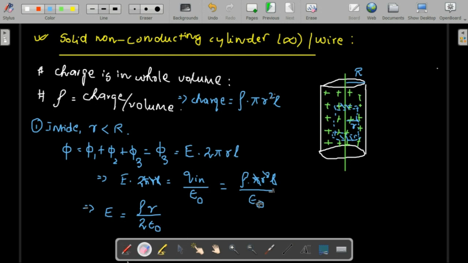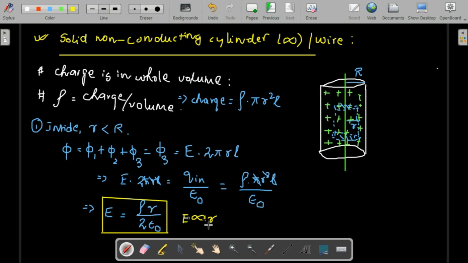Okay, 2 times epsilon naught. So this is important. Again, you have to remember this if you want to do numericals on this, but if you do some mental maths, it's not very difficult to remember. Here we do observe that this E, the electric field, is proportional to R. So if it's inside, the electric field is proportional to R. A very important point that you should know.